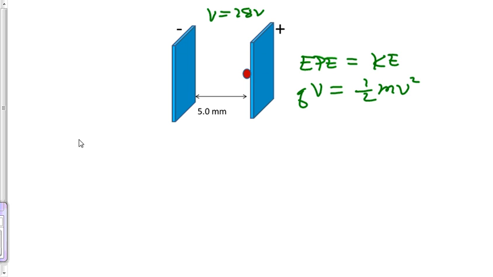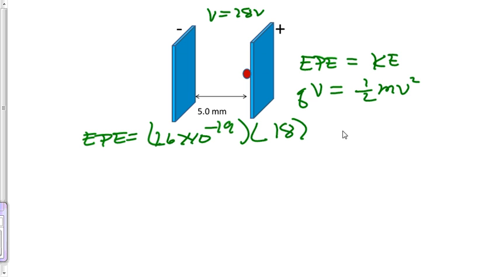So let's find the electric potential energy first. Electric potential energy is going to equal 1.6 times 10 to the minus 19. This is the charge of a proton. And we'll multiply that by the voltage between the plates, which is 18. So electric potential energy then has a value of 2.88 times 10 to the minus 18 joules.